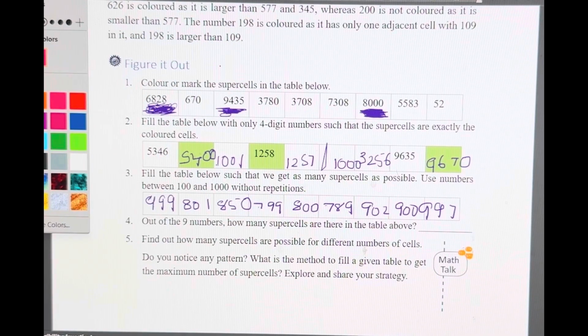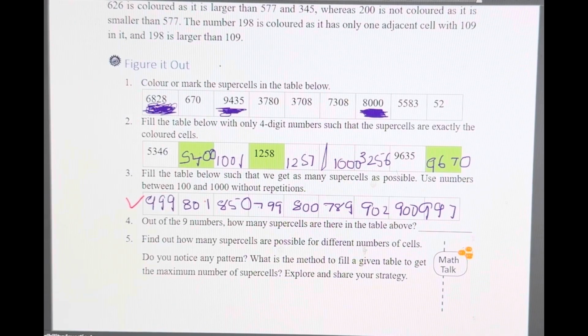So if we put a tick mark, this is one supercell, this is another, second one, then this is third one, this is fourth, and this is fifth. So we have got 5 supercells. So out of 9, how many supercells are there in the table? 5, right? So you can get 5 maximum supercells, means alternate numbers, and always consider the first and the last one and keep them as greater as possible, whatever the range of numbers given, right? So this is answer number 4 also we got.